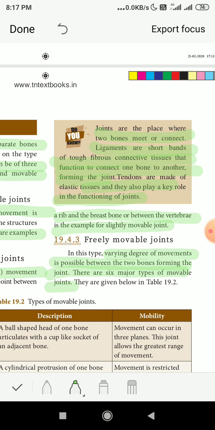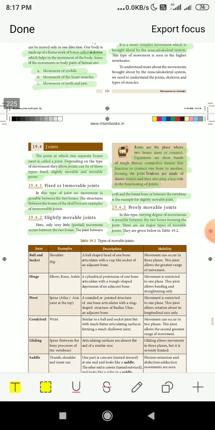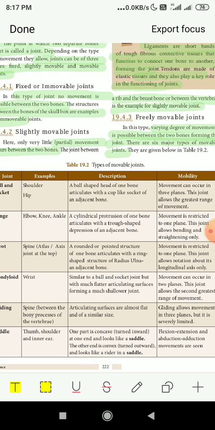Now, what are the different types of freely movable joints? They are given in the tabular column. The first one is the ball and socket joint. It is found in the shoulders and the hip. The hip is the part where the upper part of the body gets divided into the lower part, that is the hip or the waist. The ball-shaped head of one bone articulates with the cup-like socket of an adjacent bone. Movement can occur in three planes. This joint allows the greatest range of movement.